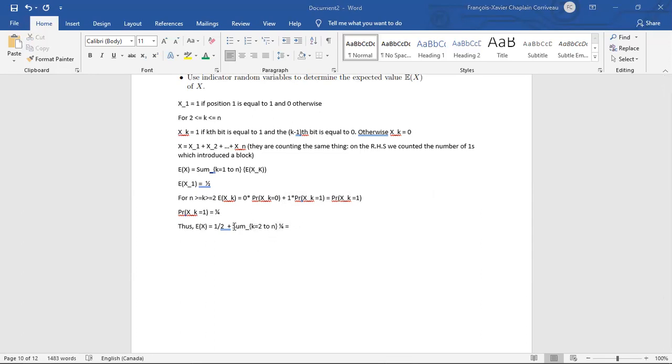So how does this summation simplify? So this is equal to a half plus what? N minus 1 over 4, exactly. Right? How many values is there from 2 to n inclusively? That's n minus 2 plus 1. So that's n minus 1. And that would be my answer here.